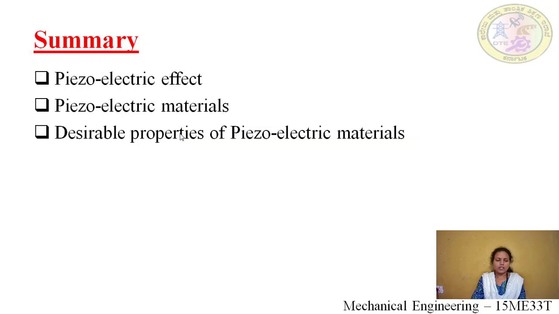Next we saw some of the desirable properties of piezoelectric material. The first property we saw is stability. So it is stable at all conditions, and second, it gives high output. The third is it is insensitive to temperature conditions. The next we saw it is insensitive to humidity. And last we saw it has the ability to be formed into any desired shape. These were the 5 properties of piezoelectric materials.